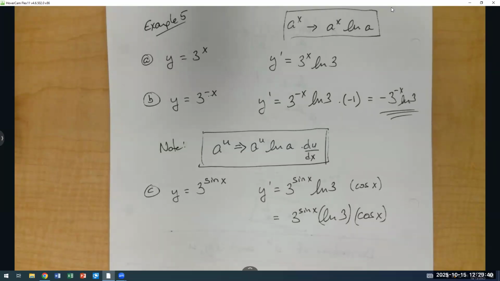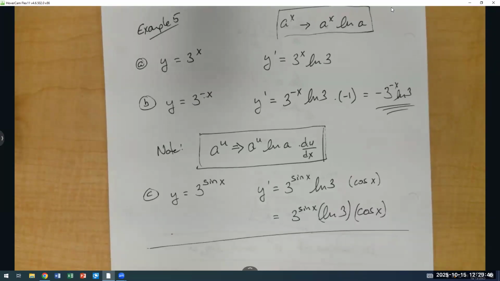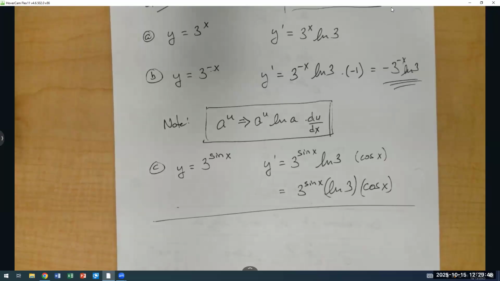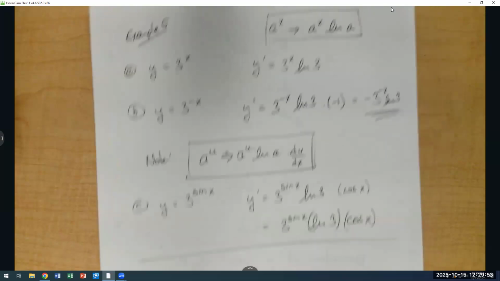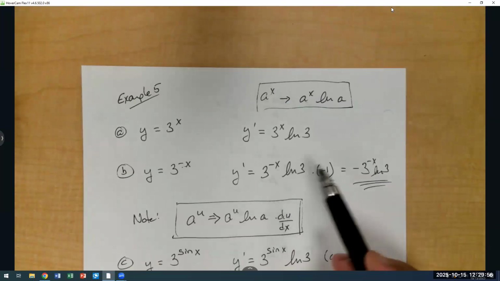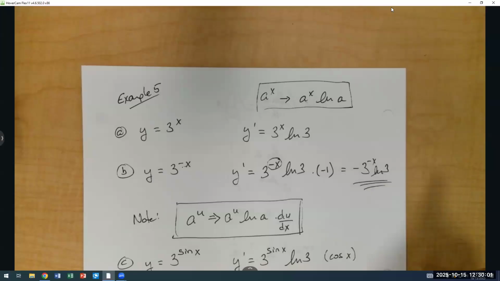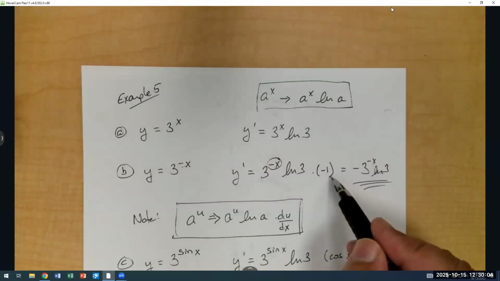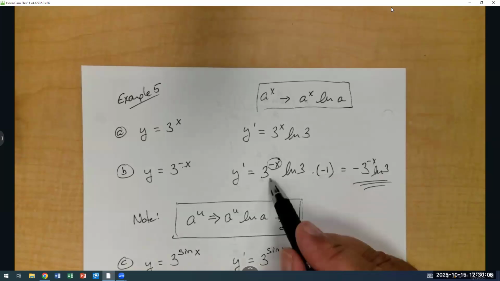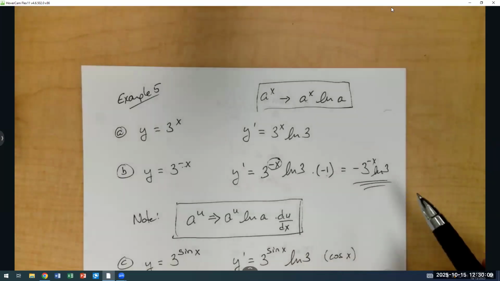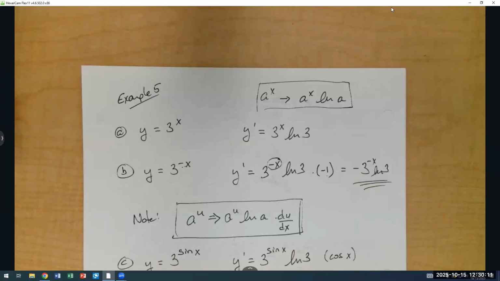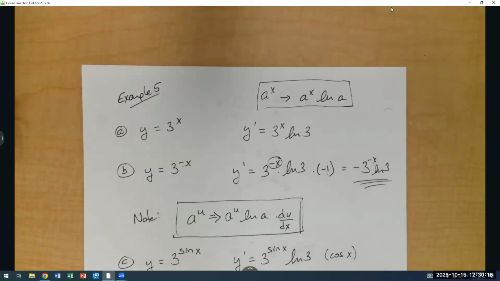So far, so good? Yes. The reason it's -3 is that we took the derivative of -x, and the derivative of -x is -1. So it's 3 times -1, which is -3. They're all multiplied together, so if any one of them is negative, the answer is negative.